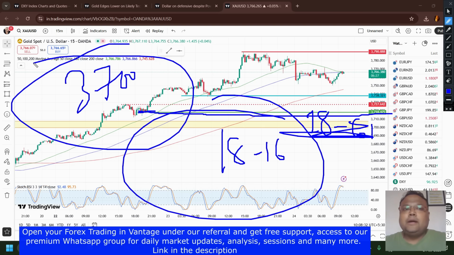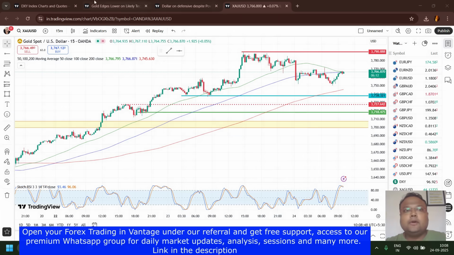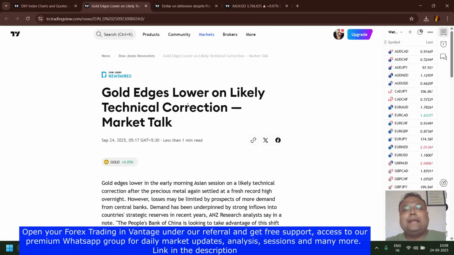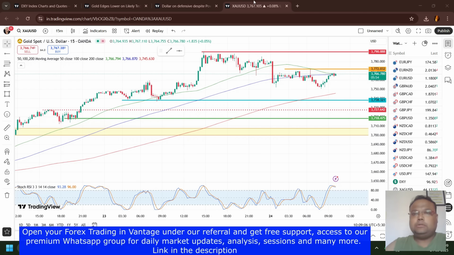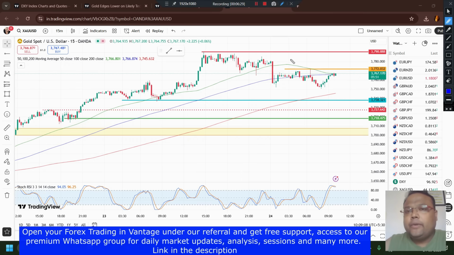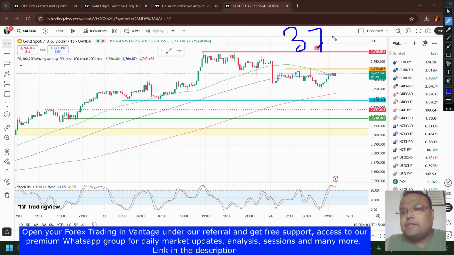Because you need to keep in mind, you should not forget that fundamentally gold is bullish and this chart is obviously bullish. Whatever we will witness on the chart of gold will be just a technical correction, nothing fundamental. Because if we look at the articles also, we can see gold is just lower on likely technical correction. We do not have any strong fundamental reason that will change the direction of the market for the next few weeks.